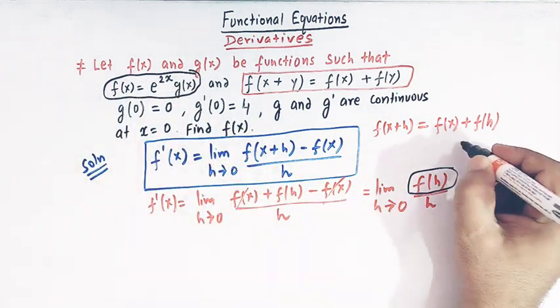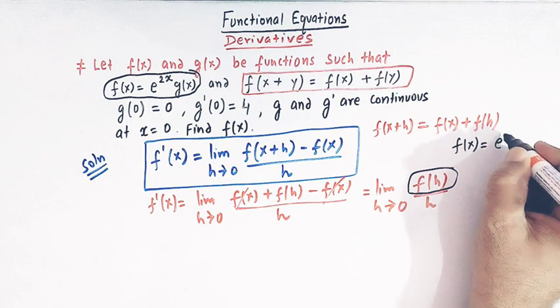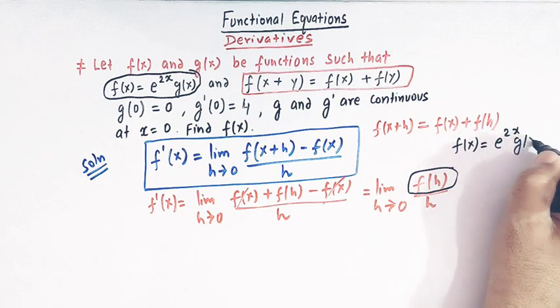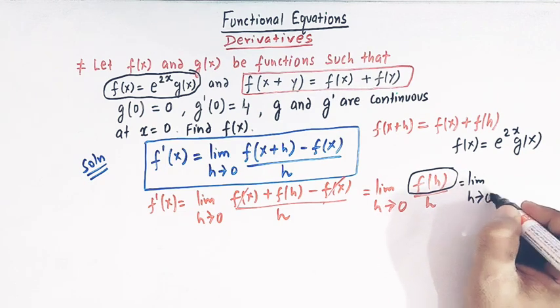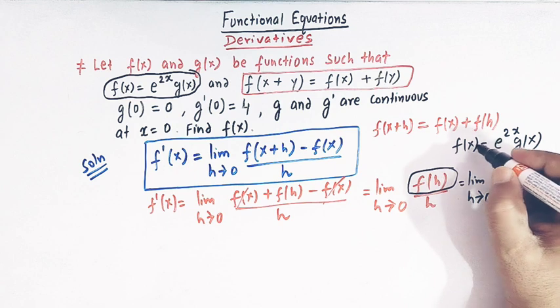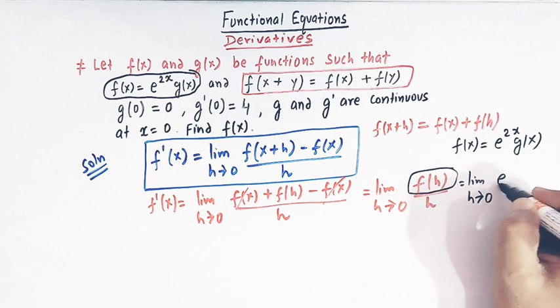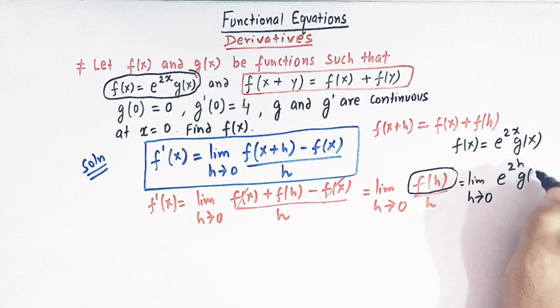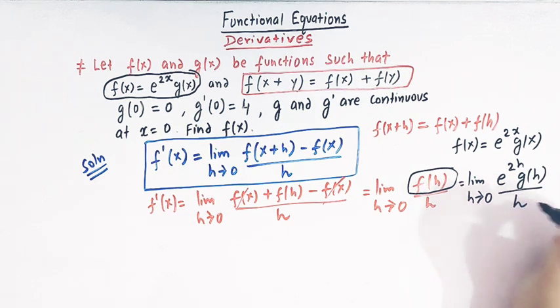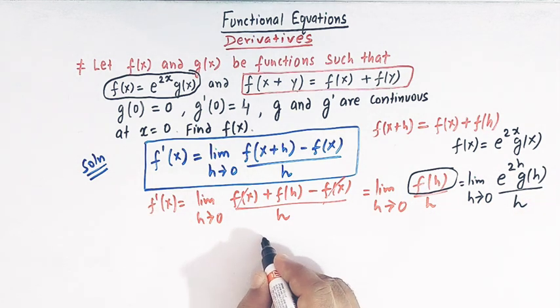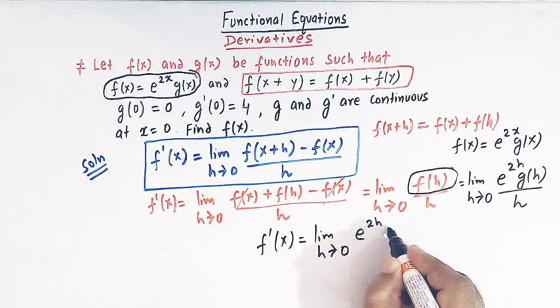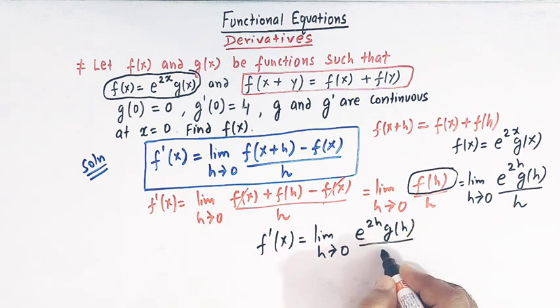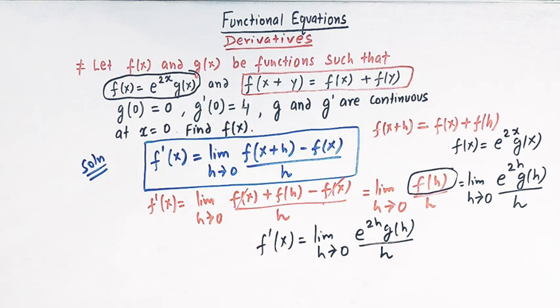So here we have f of x is equal to e raised to 2x times g of x. So f of h is obtained by replacing x by h. So we have e raised to 2h, g of h, divided by h. So now f prime of x is equal to limit h tends to 0, e raised to 2h and g of h divided by h.